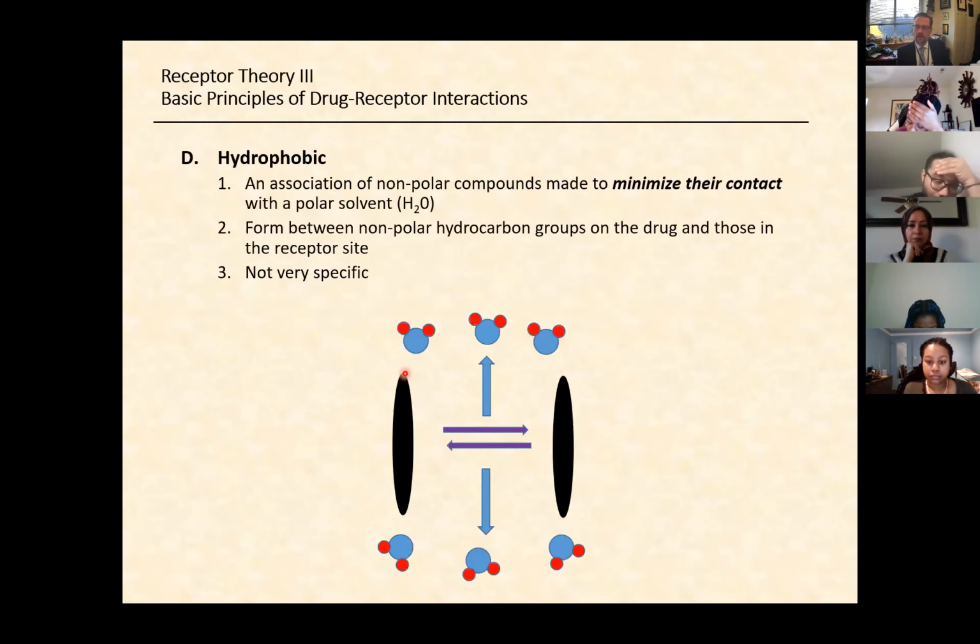Okay, great. And then hydrophobic interactions, again, these are nonpolar compounds. The association between two nonpolar compounds, you can see those here represented by the black ovals. When the interaction occurs, it excludes polar solvents like water. And they're not very specific types of interactions, but they are important in drug receptor interactions.